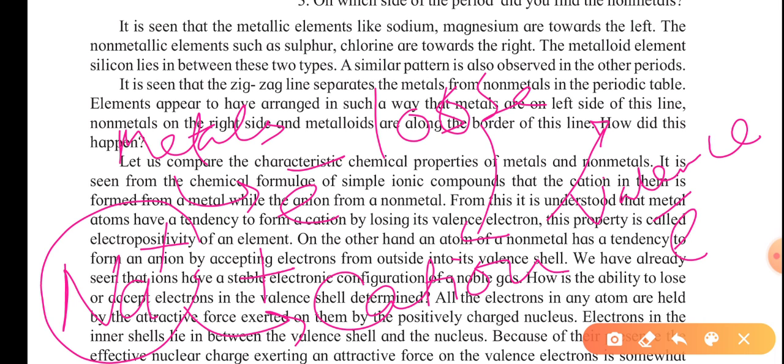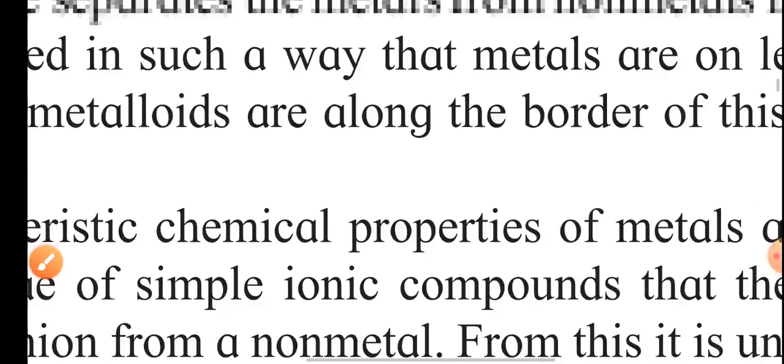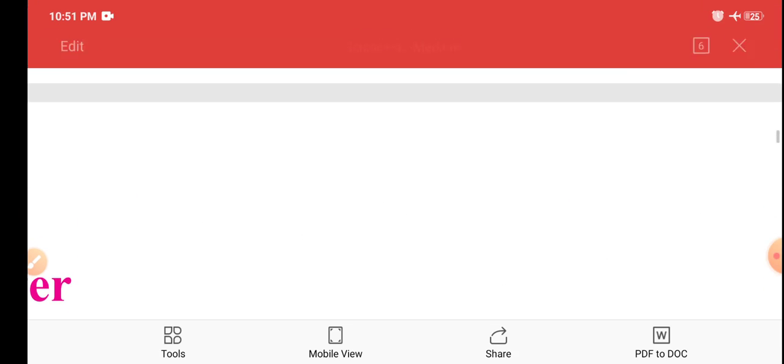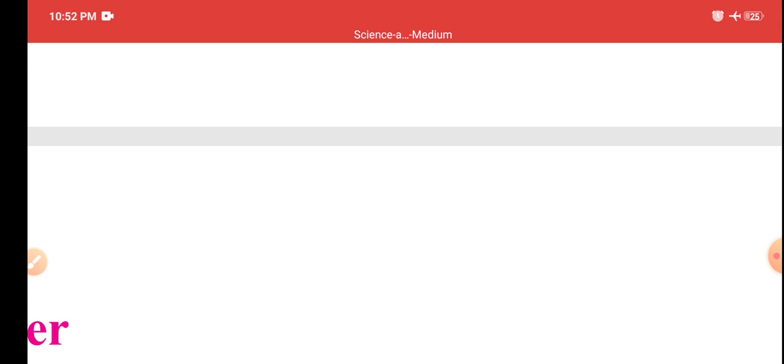So basically, what is this whole phenomenon? I just want to take you to one concept over here. So what is electropositivity and what is electronegativity? What is a cation? What is an anion? And what is the noble gas stable electronic configuration? All these things we will go through one by one.